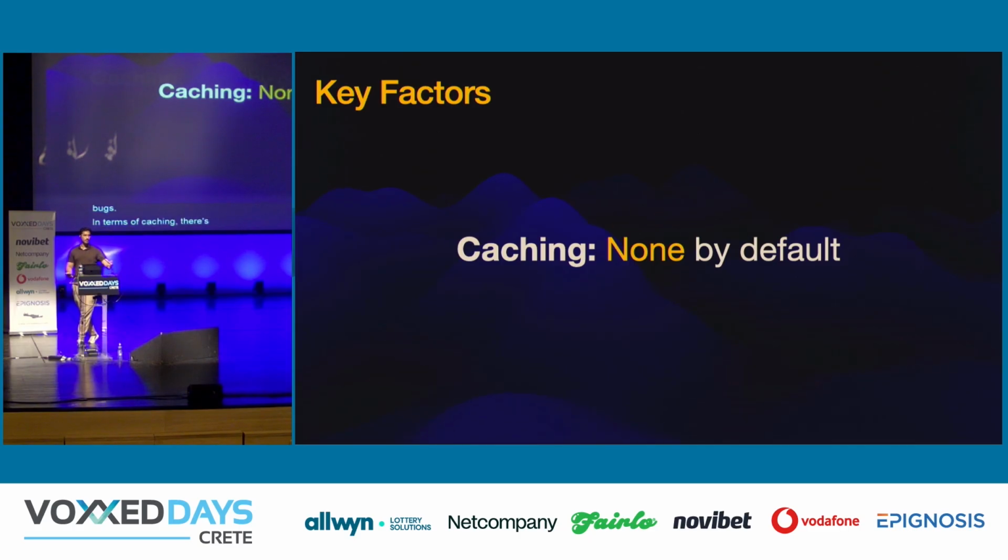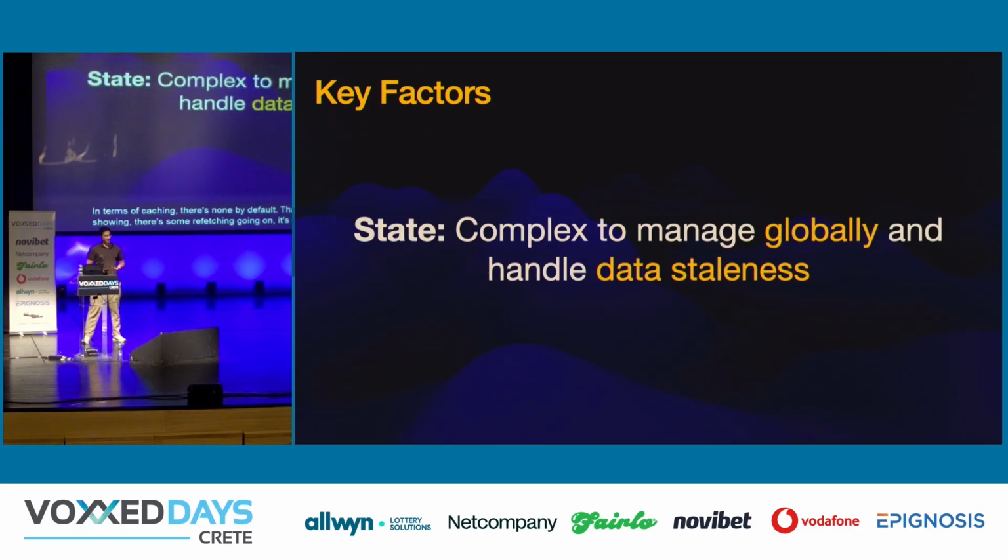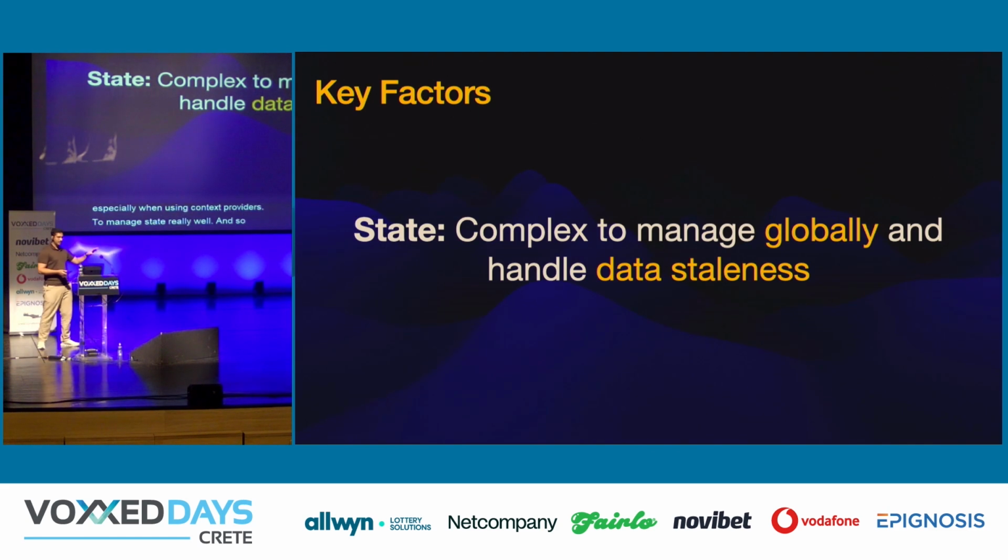That's why every time you're hiding and showing, there's some refetching going on. It's unnecessary. The data's not stale yet. State management can get complex. Of course, I've put this example together to show that, but some complex React apps that I've seen actually have a really hard time, especially when using context providers, to manage state really well. And so it's hard to manage it globally, especially.